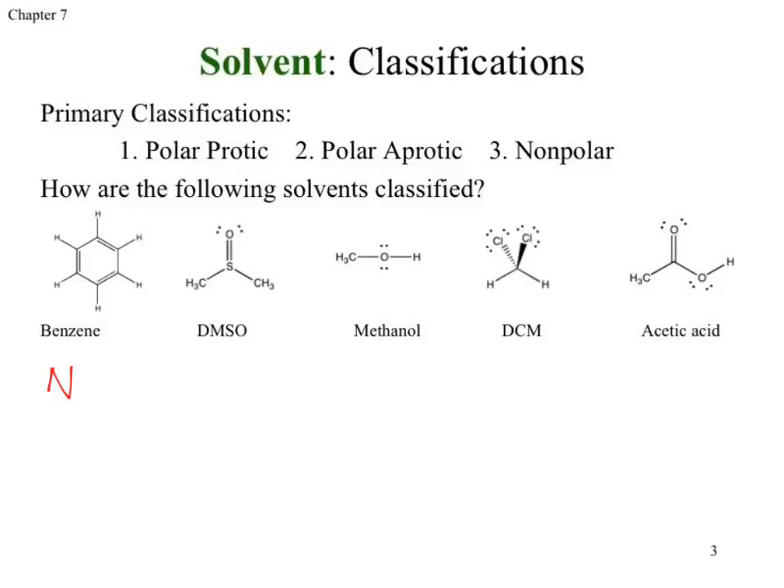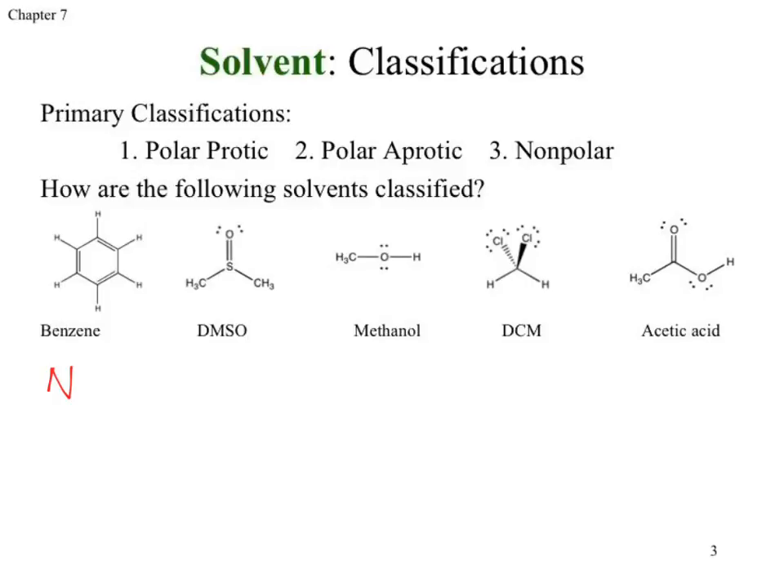DMSO, also known as dimethyl sulfoxide. The sulfoxide is referring to your sulfur and oxygen double bond, and then you have two methyls attached to it, hence your dimethyl sulfoxide. What do we think?